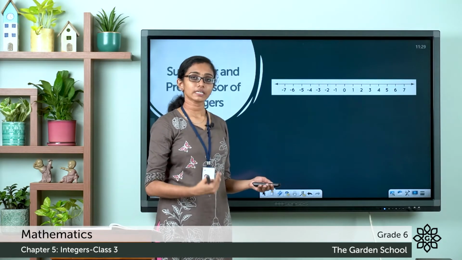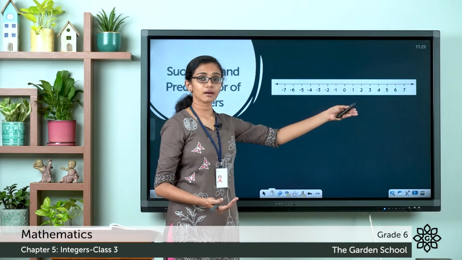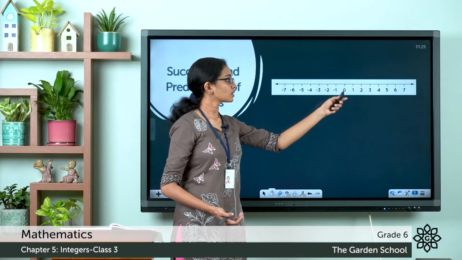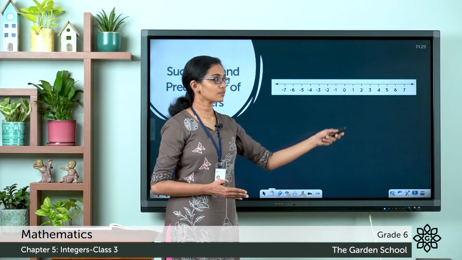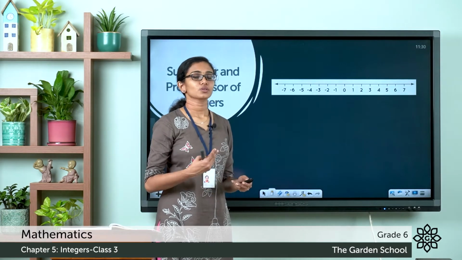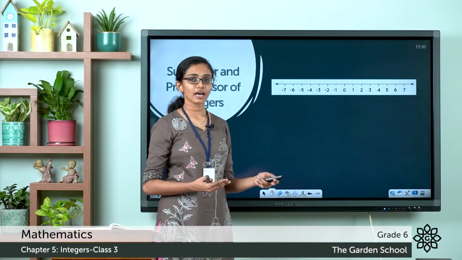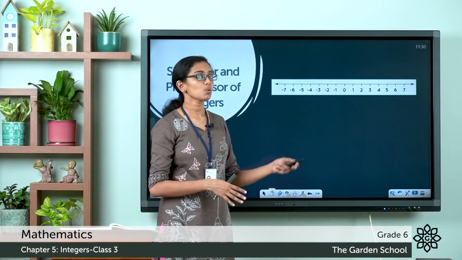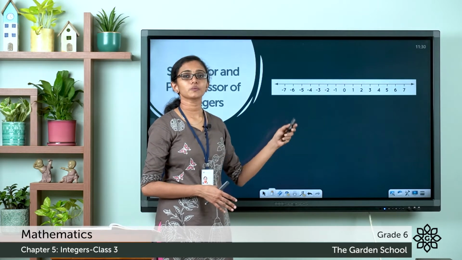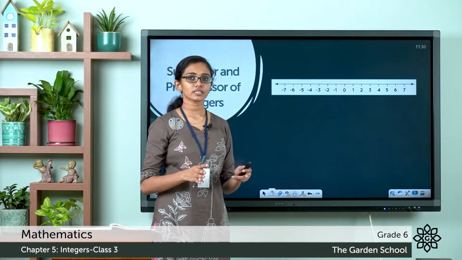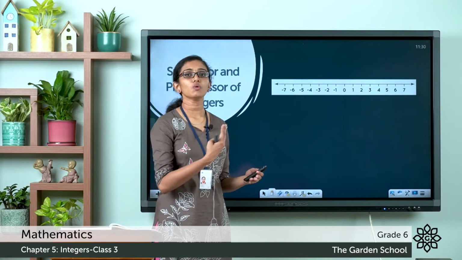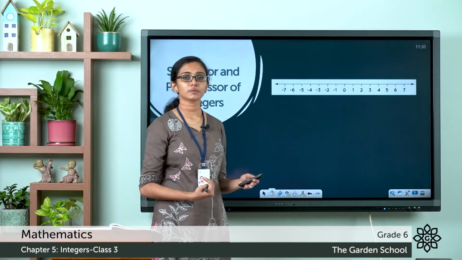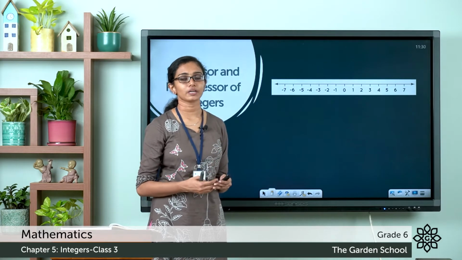Now what about the predecessor of 4? It is the number that comes just before 4. Here it is 3. So the predecessor of 4 is 3. So to get 3 on the number line, you just have to move one step backward or one step towards the left. So in general, you can say to find the successor of any number on the number line, just move one step forward, and to get the predecessor, just move one step backward.